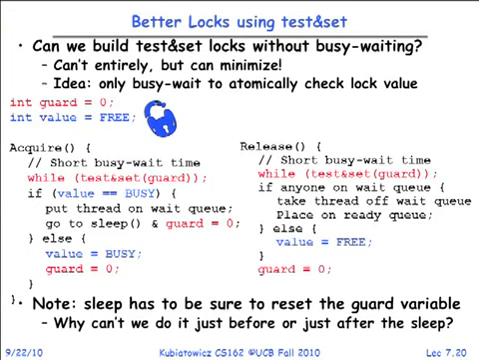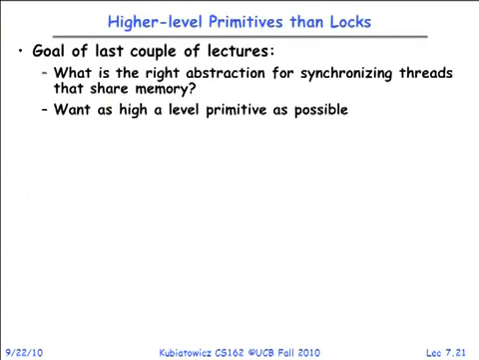So let's move up a level here. The goal of the last couple of lectures has really been asking ourselves what the right abstraction is for synchronizing threads. Now, we've been talking about locks, but locks are the lowest level primitive that we could ask for, and they don't do a lot of things cleanly. For instance, locks don't give you a clean way to handle a situation where you have to keep checking over and over again for some condition. They certainly don't give you a way to signal somebody to wake up later, which you probably want in a lot of circumstances.